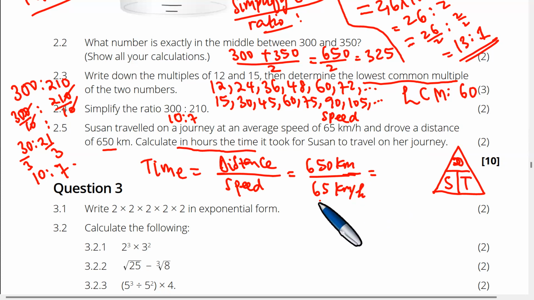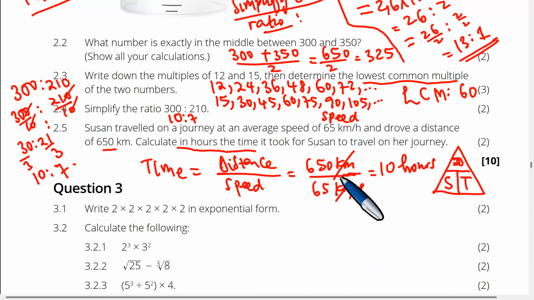So you perform division. What is 650 divided by 65? It is exactly 10. The kilometers cancel, and then this per hour becomes hours. So the time is 10 hours.